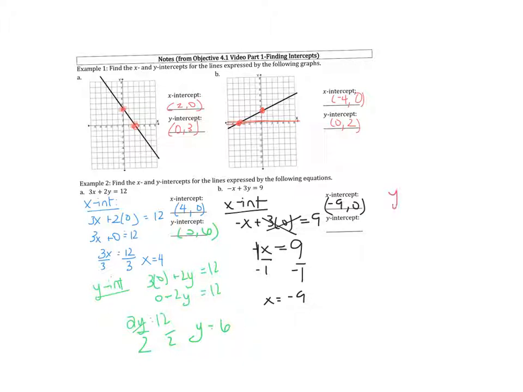To find our y-intercept, we let x be 0. So it's like that x term ends up disappearing because it's just 0. So we have 3y equals 9. To solve, we have to divide both sides by 3. And we have y equals 3. So our y-intercept is 0, 3.